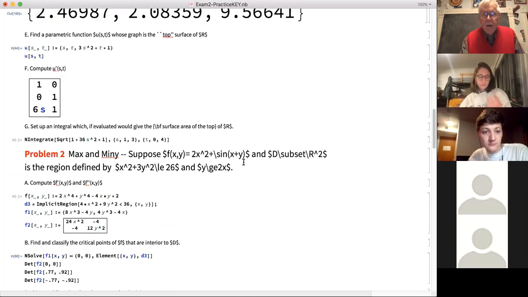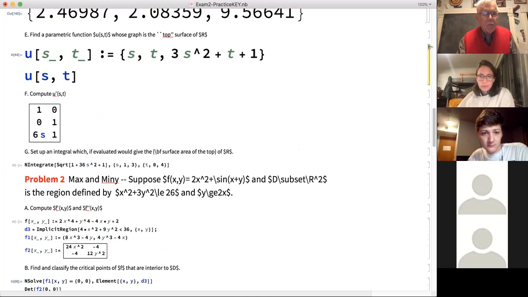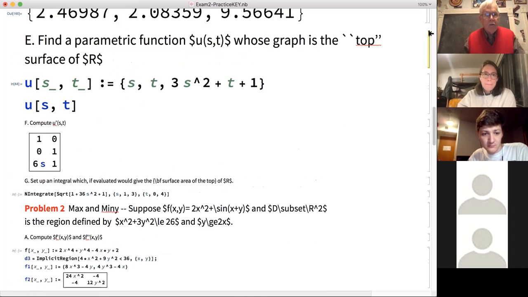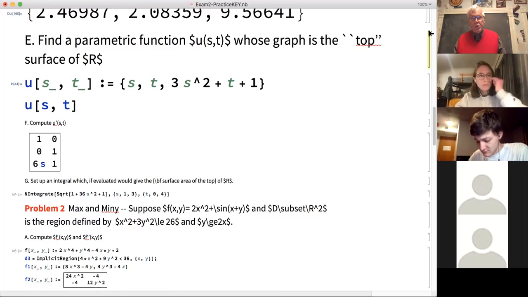The first one that's, I think, somewhat exciting is the parameterization of the top of a piece of this thing. Find a parametric function whose graph is the top. A parameterization of a geometric object means a function whose range is that object. And we want that function to be as close to 1-to-1 as possible. This is the top of an object in the z sense, and so is a piece of the graph.